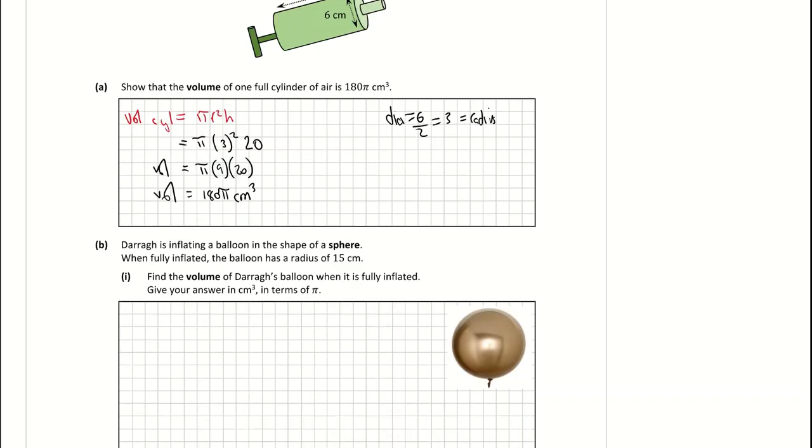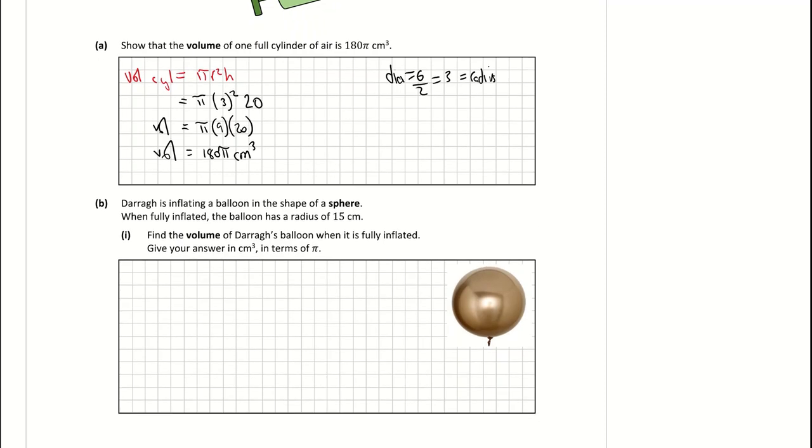Part B, Dara is inflating a balloon in the shape of a cylinder. When fully inflated, the balloon has a radius of 15 centimeters. Find the volume of Dara's balloon when it's fully inflated. Give your answer in centimeters cubed in terms of pi.